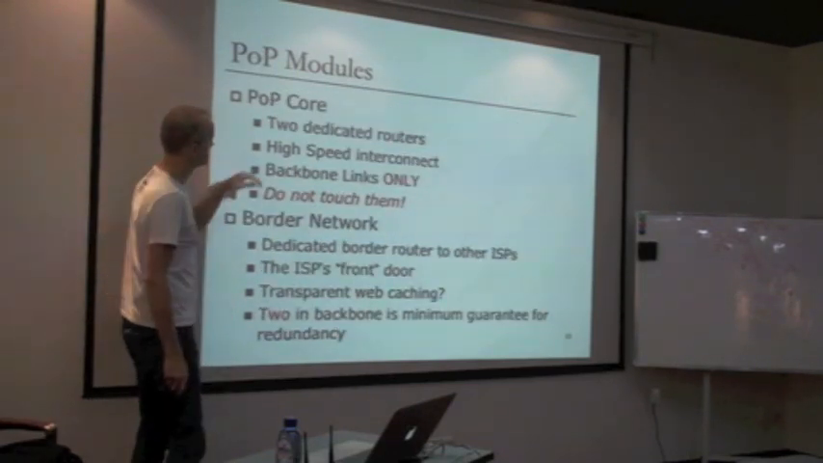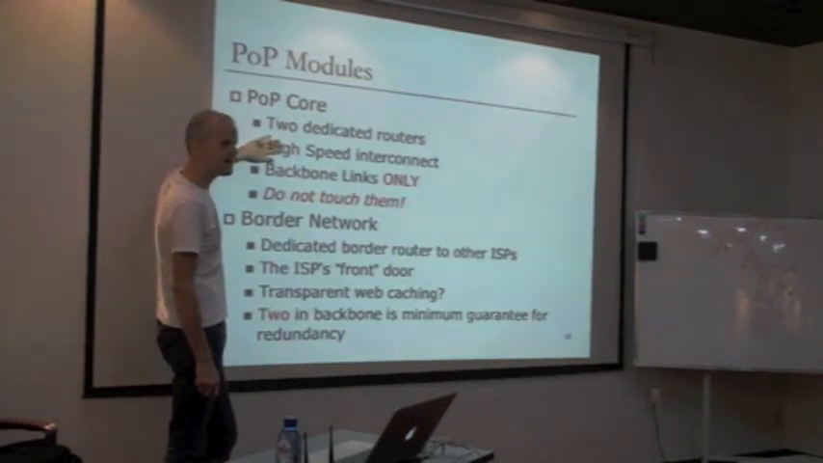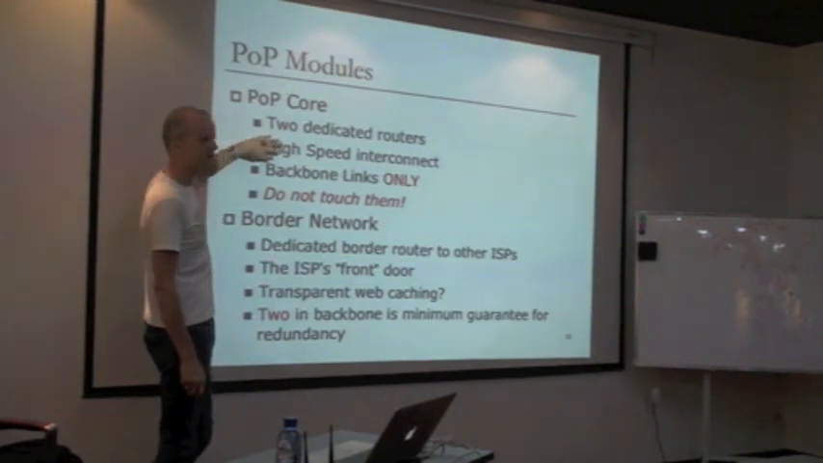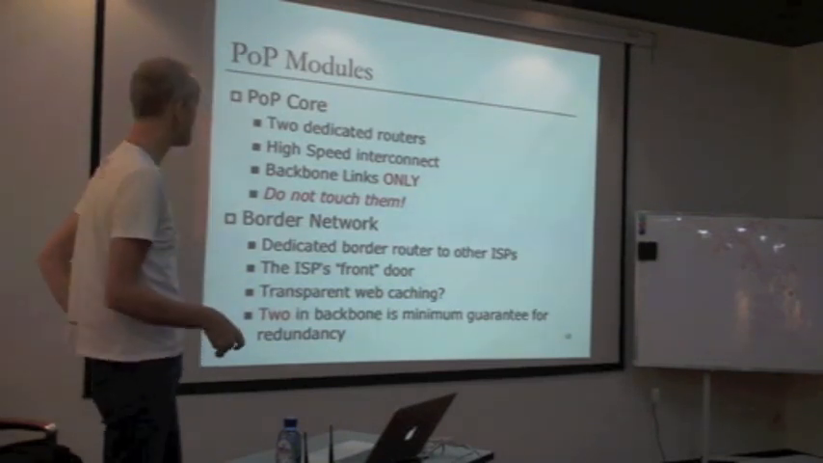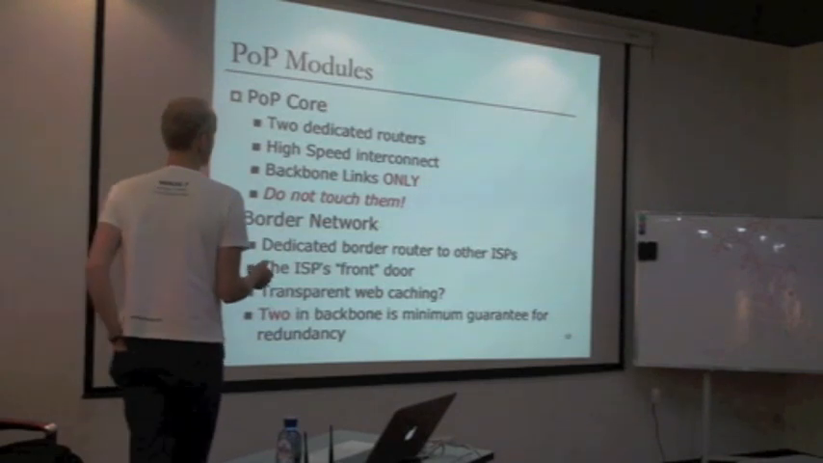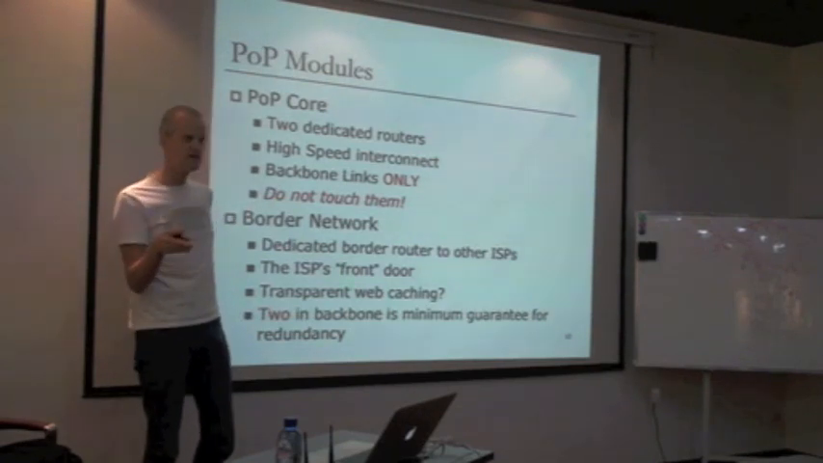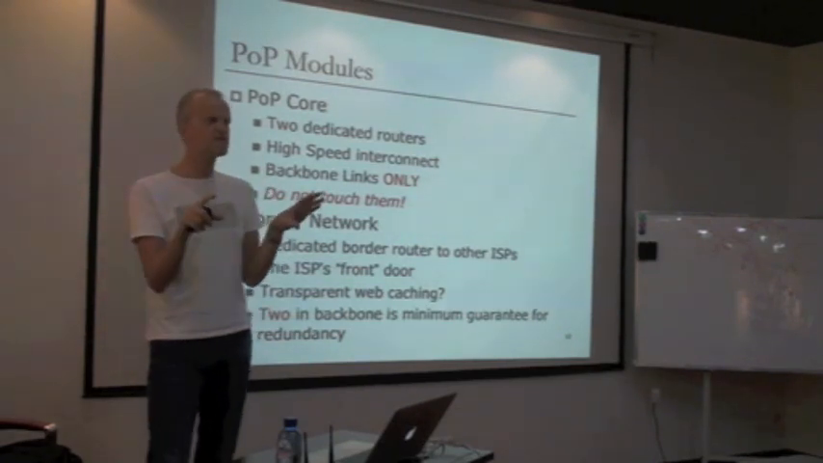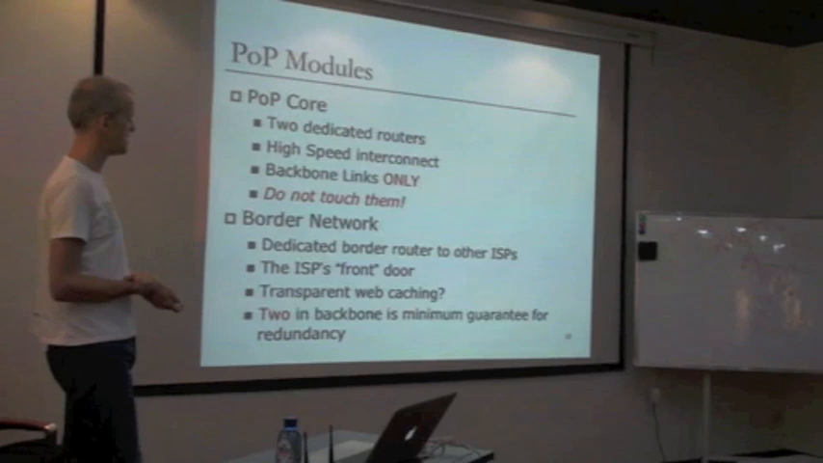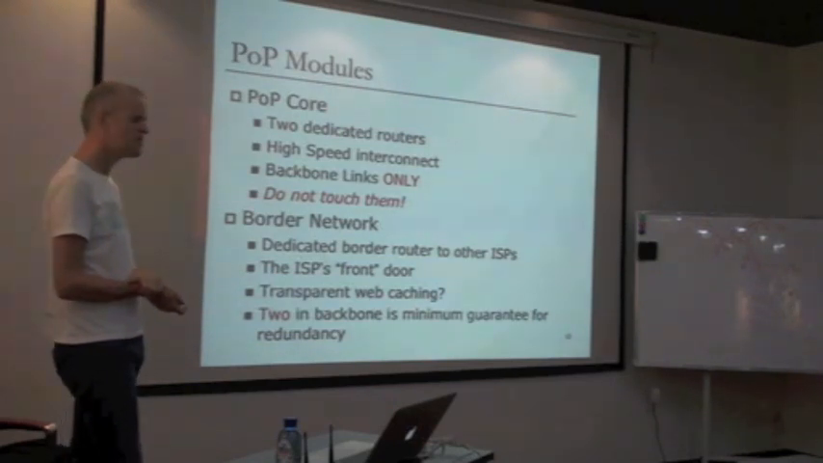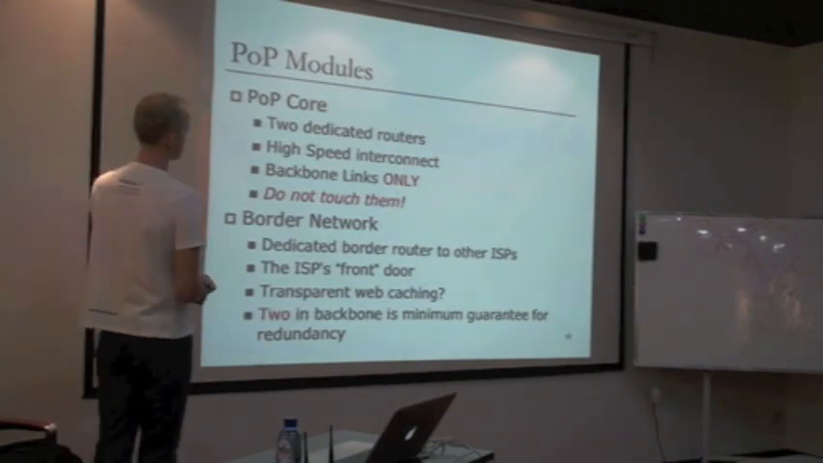Point of presence core: you've got 2 dedicated routers, as I mentioned. High-speed interconnect between the two of them. Typically, it's your biggest bandwidth connecting the 2 routers because it's the transit link through your point of presence. Make sure the core routers only have backbone links. So the core routers tend not to have lots of slots. They tend to be smaller, 4 or 5 slots to carry the interface cards to connect to other parts of the point of presence. They're not big routers. They're fast routers, but they're not physically that big.